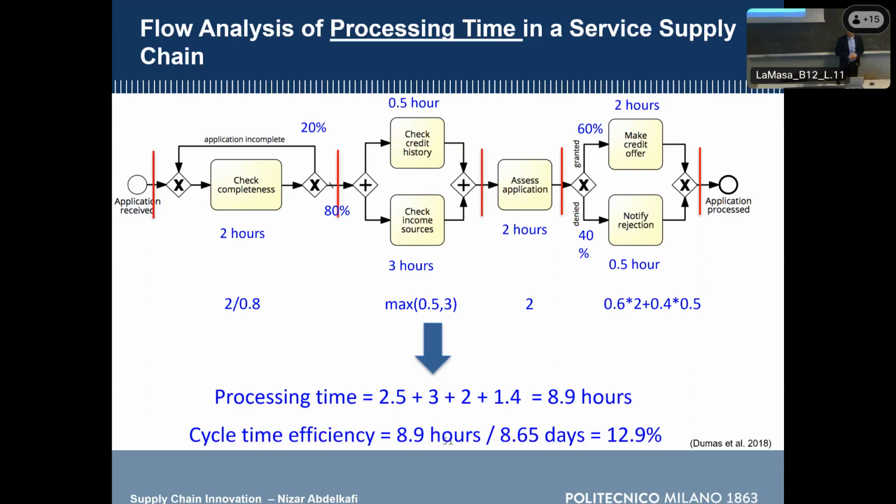We compare the 8.9 hours to the 8.65 days that are really required to finish the entire treatment or processing of the application. And this will lead to a cycle time efficiency, which is equal to 8.9 hours divided by 8.65 days, which is equal to 12.9%. So almost 88 or 87% of the time is actually not productive, and only 12 or 13, almost 13% is really productive.